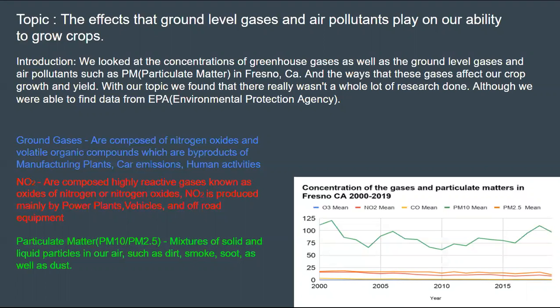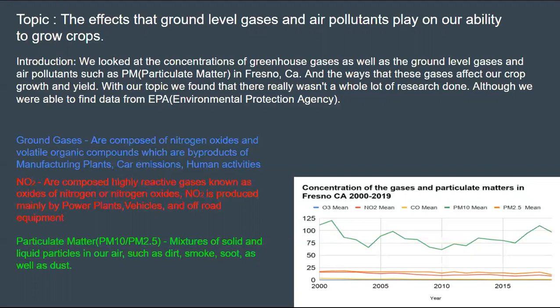Although we were able to find data from the Environmental Protection Agency, the EPA data provided the concentration of greenhouse gases and other ground level gases that we can use for our research to make predictions. And from the data, we can predict which gases we feel are affecting our crops the most and the role that these gases play in reducing our crop yield.